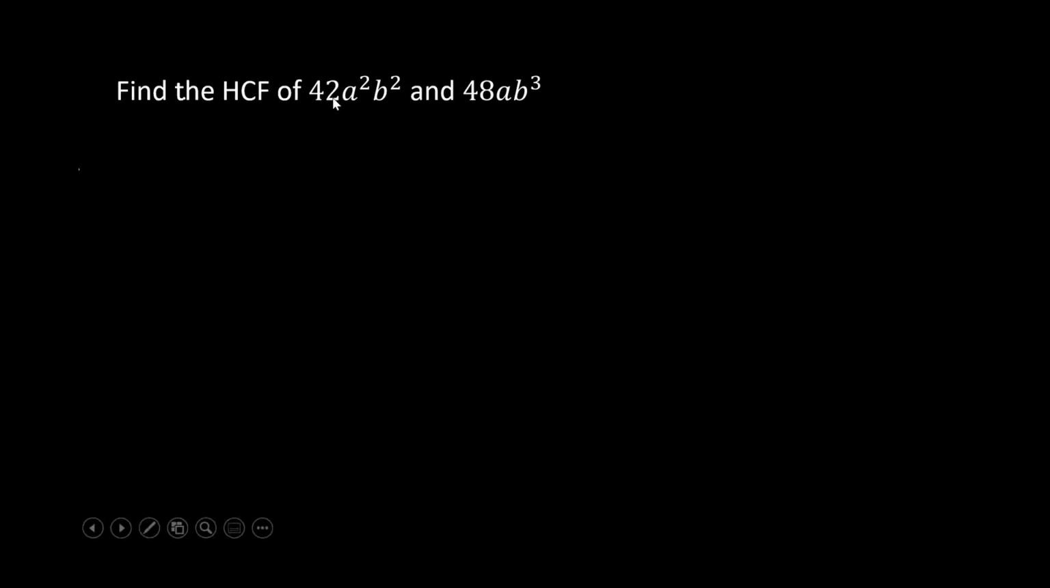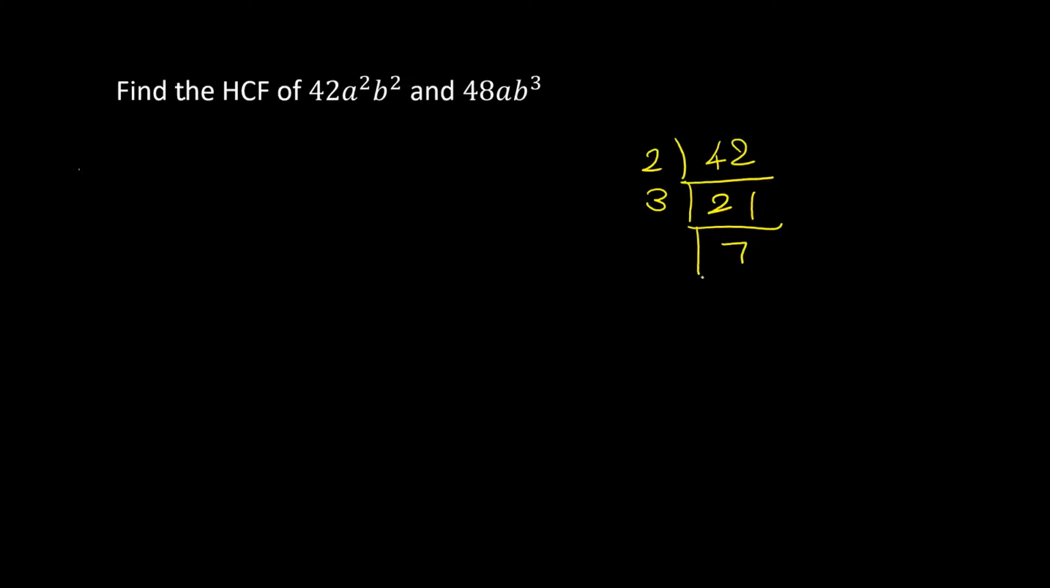The HCF of 42a square b square and 48ab cube. To do this, first we have to write the 42 in its prime factors form, and similarly with 48. Let's do that first. So 42, I'll show you if you don't get it. That's 21, and 3 sevens are 21.